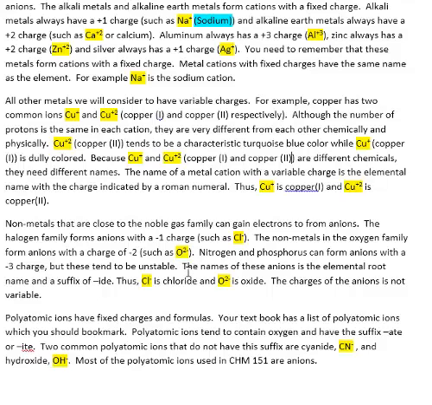The name of these anions is the elemental root name and a suffix of "-ide". Thus Cl- is chloride and O2- is oxide. Charges of the anions are not variable. Two common polyatomic ions that do not have the suffix are cyanide, CN-, and hydroxide, OH-. Most of the polyatomic ions used in Chem 151 are anions.